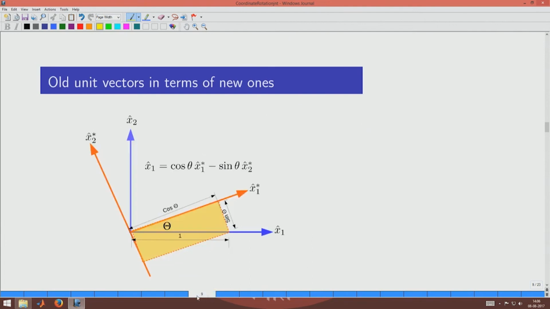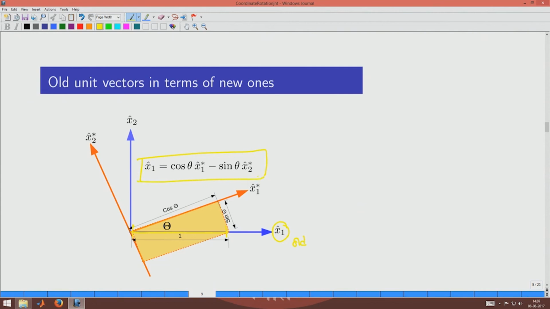The reverse is as follows. We now have to write the old unit vectors in terms of the new ones. What we do is the same as what we have done earlier. Here we have a unit vector which we want to expand in terms of the components along the new axis. The unit vector is along the x1, the old one, and its components are given by cos theta and sin theta, and we could also see that the expression comes like this.